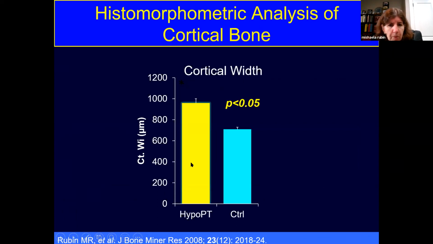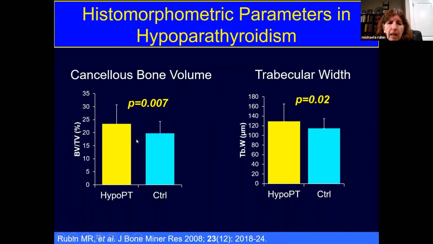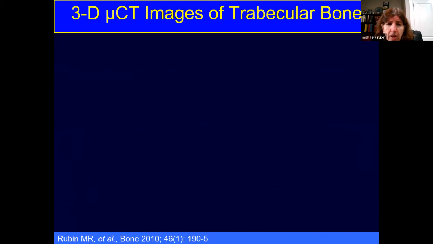So the yellow is the hypoparathyroid group. The cortical bone was thicker. The yellow again is the hypoparathyroid, and the cancellous, which is another word for trabecular, bone was also thicker. Each individual trabeculae was wider or thicker.